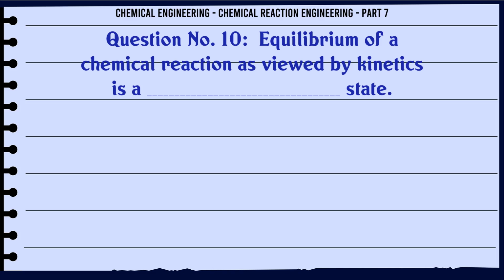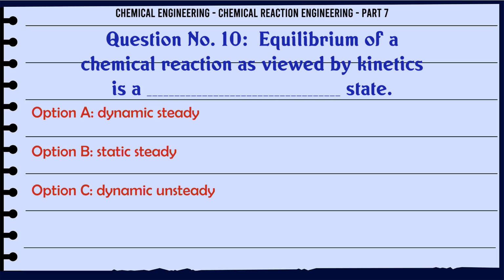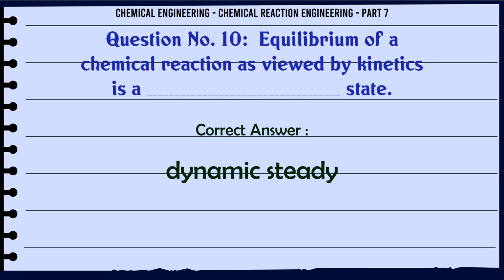Equilibrium of a chemical reaction as viewed by kinetics is a ___ state. A. Dynamic steady. B. Static steady. C. Dynamic unsteady. D. None of these. The correct answer is dynamic steady.